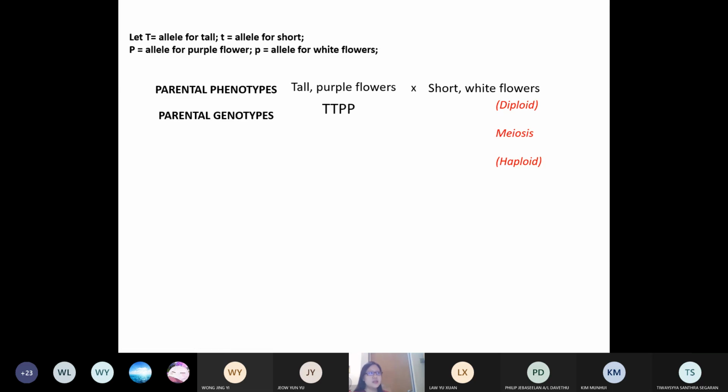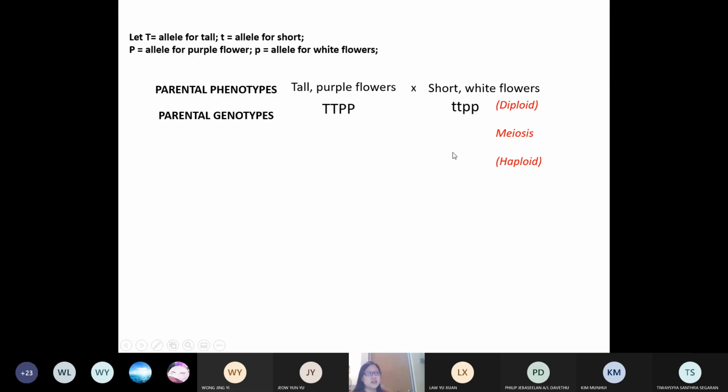The parental genotype is big T, big T, big P, big P. These are purebred, tall purple. These are purebred, short and white. So small t, small t, small p, small p. This is the dihybrid cross. This is Mendel's experiment. Okay. I hope you are writing as I'm talking, just saying.